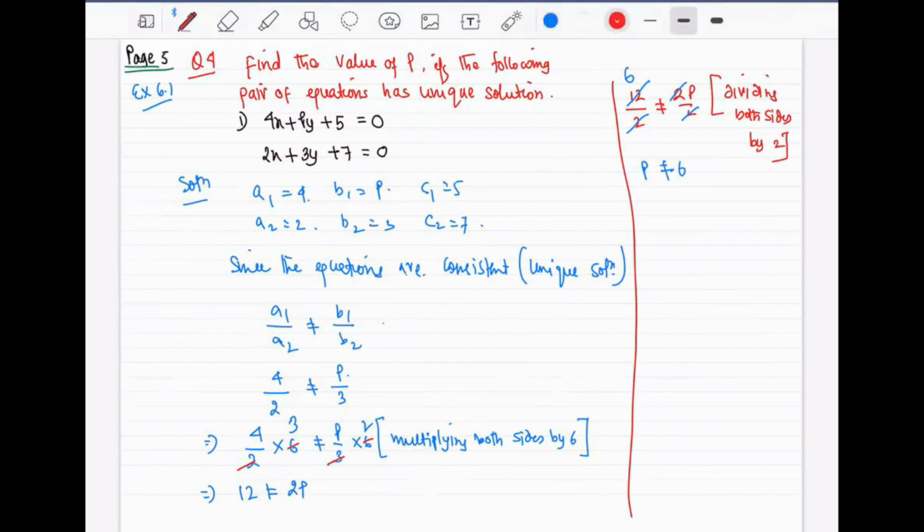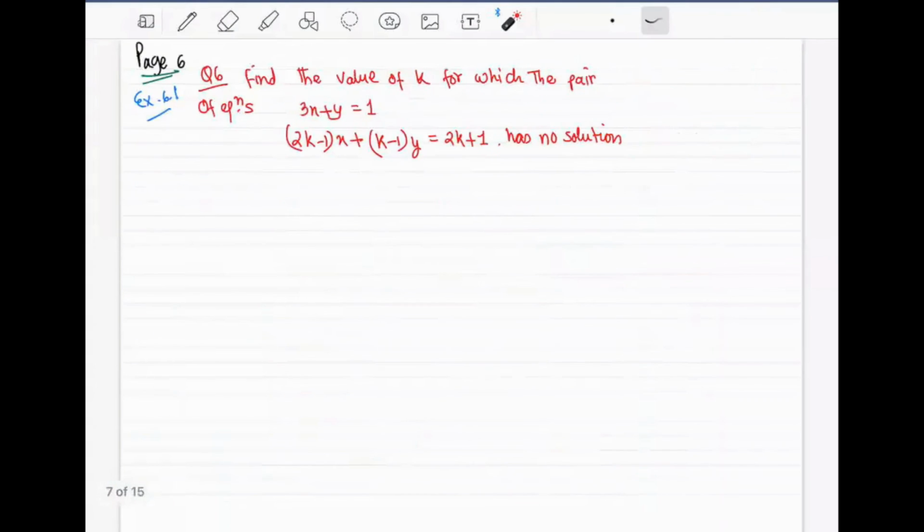So the required solution for this question is p does not equal to 6. Okay, come to the next one. Come to question number 6. It is a similar question except the given condition is slightly different. Find the value of k for which the pair of equations, we have got two equations here, one here, one here, 5x plus y is equal to 1, and 2k minus 1 whole x, k minus 1 y, 2k plus 1, has no solution.